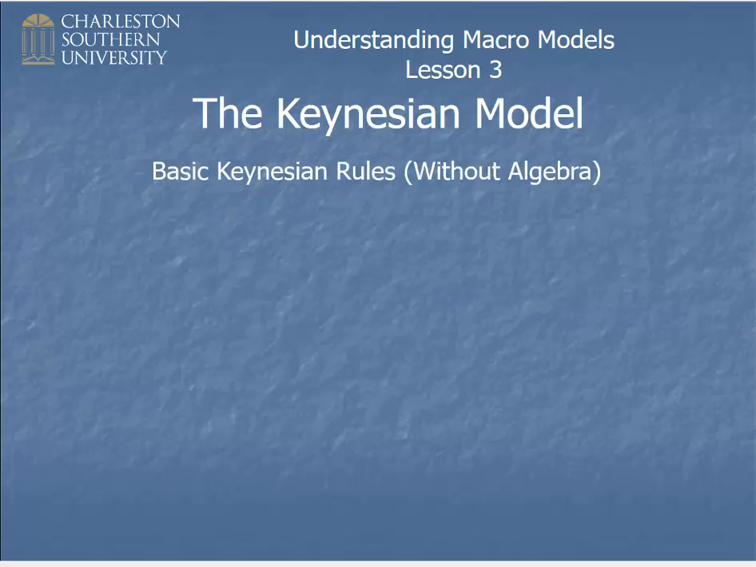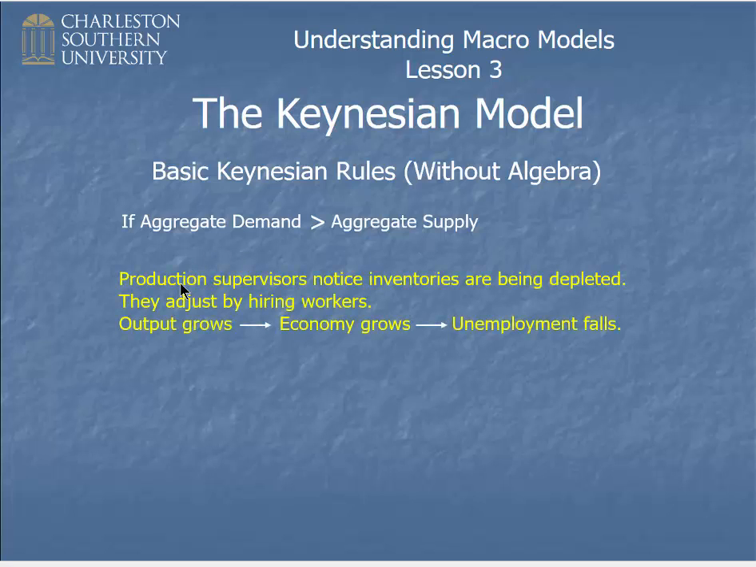Alright, so here are the basic Keynesian rules without any algebra. If it turns out that aggregate demand is greater than aggregate supply, that is, we are all collectively buying up stuff faster than it's being made, then production supervisors would notice that inventories are being depleted because they're selling things faster than they're making it. Those production supervisors would adjust their production by hiring new workers. And when they hired those new workers, of course, output would grow, the economy would grow, and unemployment would fall.